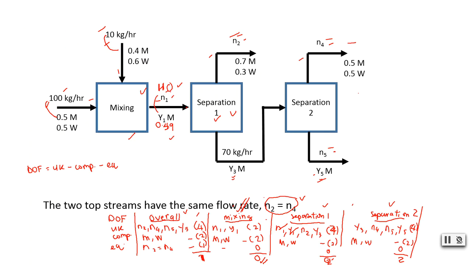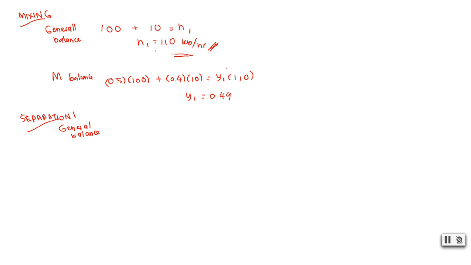For the general balance, we can go back here. We have 110 equals N2 plus 70. So we can get N2 equals 40 kg per hour, sorry. So this is the answer for N2.